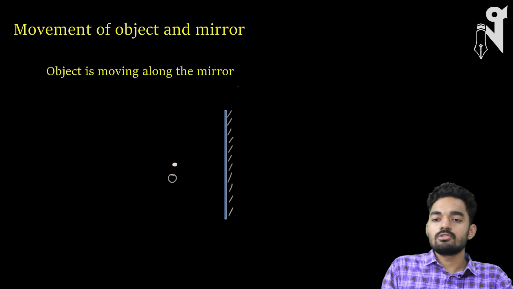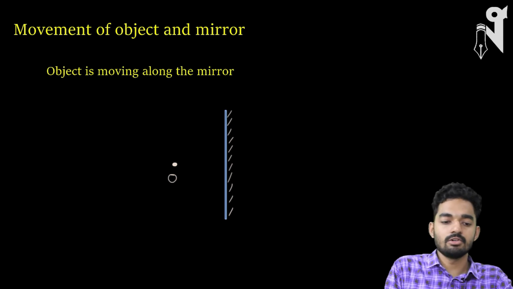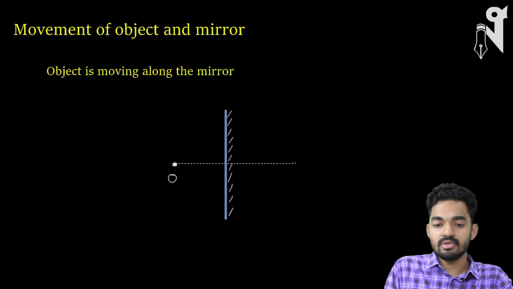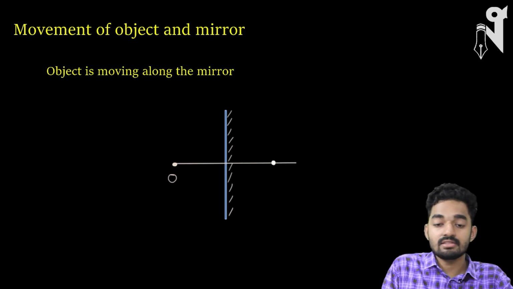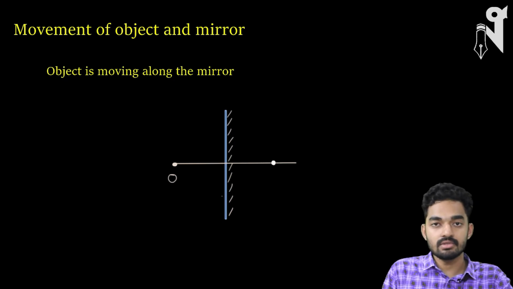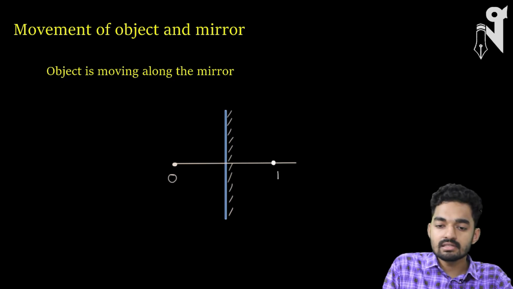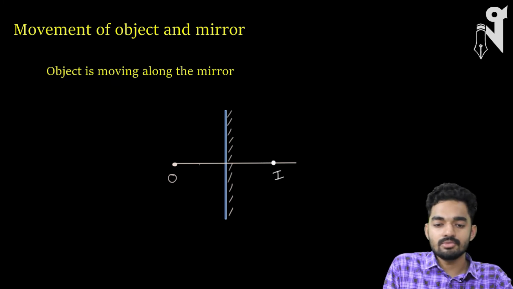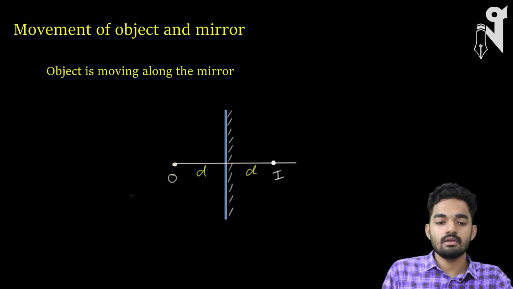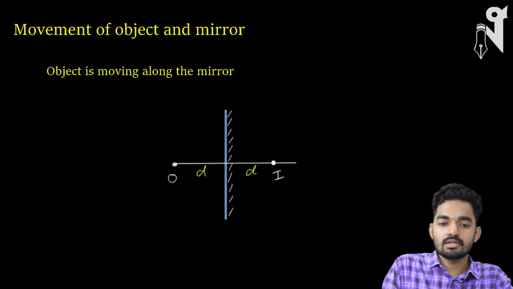So now in order to place the image, I'm going to draw a line passing through the object perpendicular to the mirror like this, and I'm going to place the image over here such that the object distance is equal to the image distance. So this is the image location I, and the object distance, let's say, is d, so the image distance will also be d. So now I'm going to displace this object.